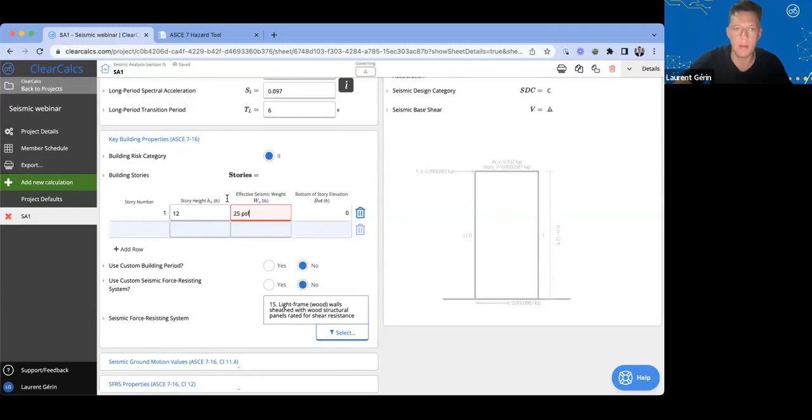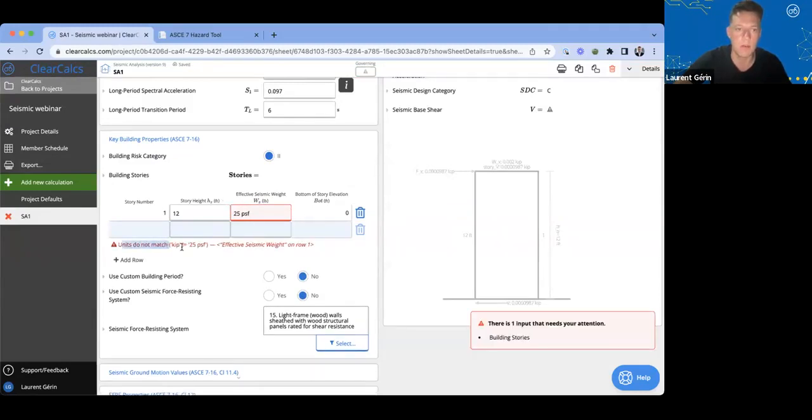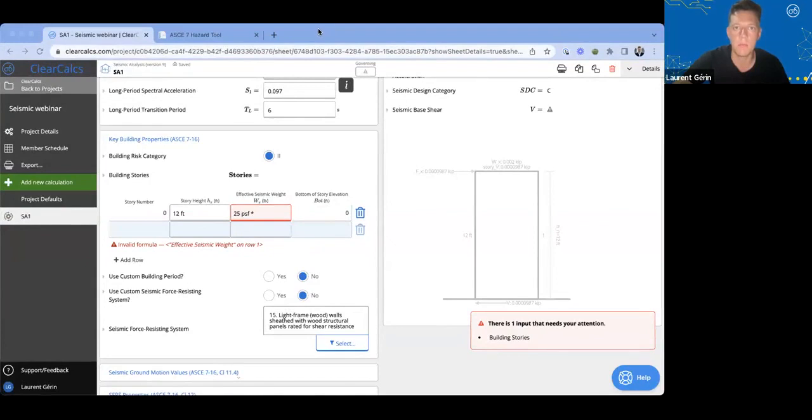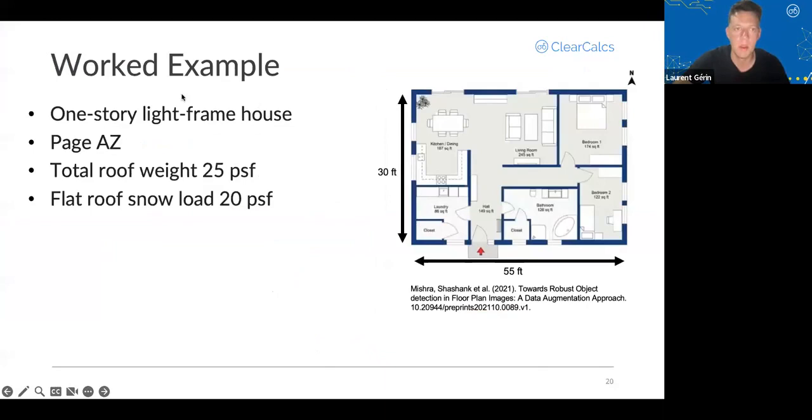Now, the other thing we need is, you'll see units don't match, right? We're trying to put in PSF and it's looking for kips or pounds, actually. We need to add the area that this has. So I'm just going to go back to our presentation and let's look again at this. If we look here, we see we've got a 30-foot by 55-foot building. So 25 PSF, 30-foot by 55-foot.